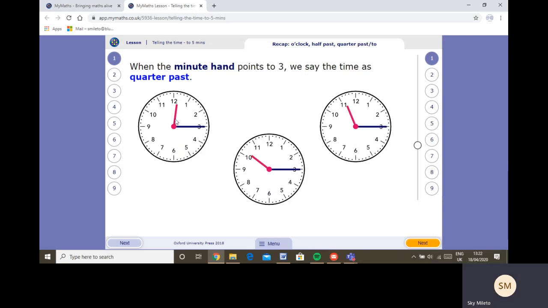This one, the minute hand's pointing to the 3. We know that means it's quarter past a time. And you can still see that the hour hand is between two numbers. It is slightly past one number. It's a quarter of an hour past one number. So this one, shout out what it is. 12:15. And this one, 10:15, and this one, 11:15.